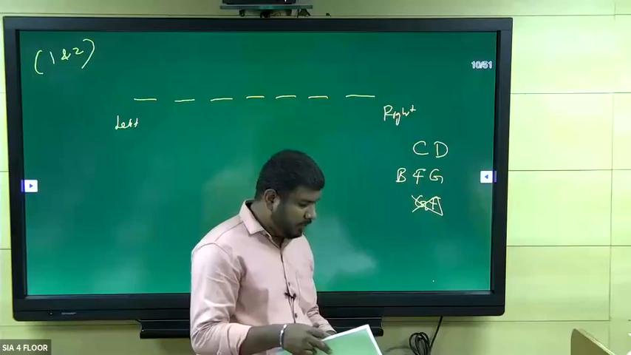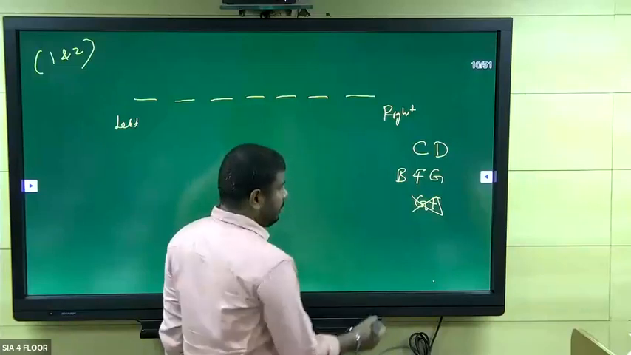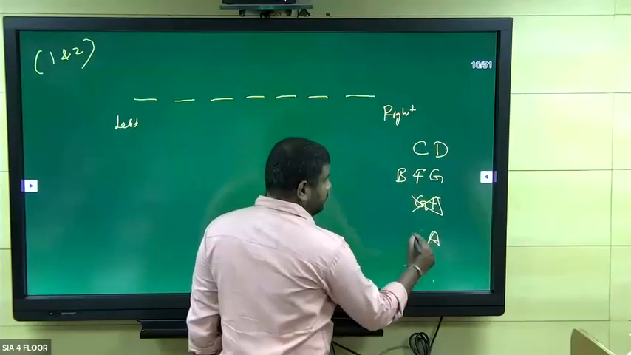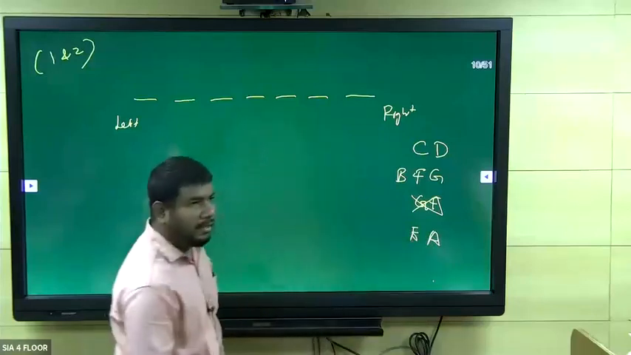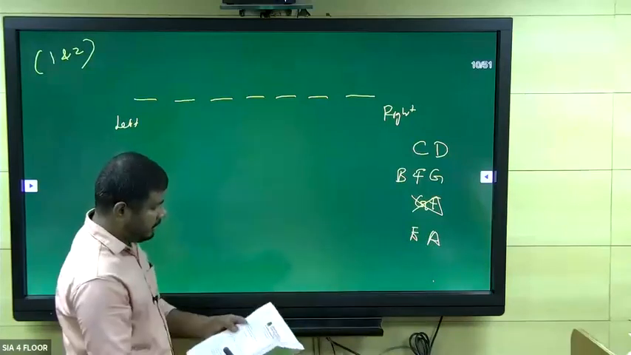So next clue, the fourth one: E is to the left of A. E is to the left of A, right? This is the correct one.